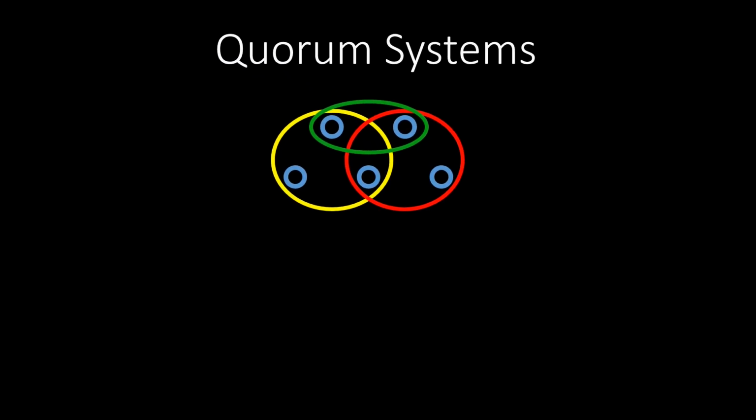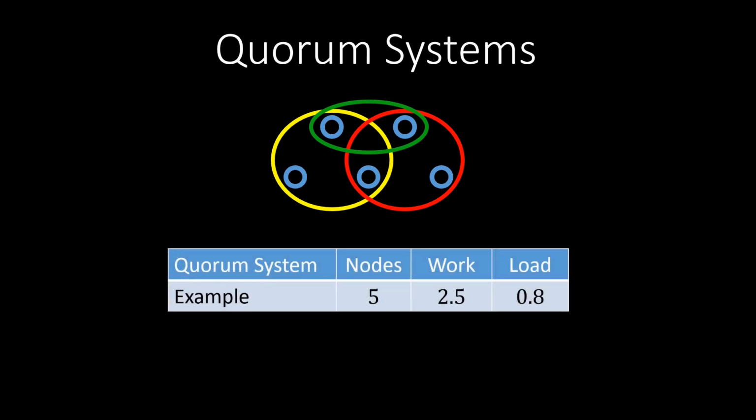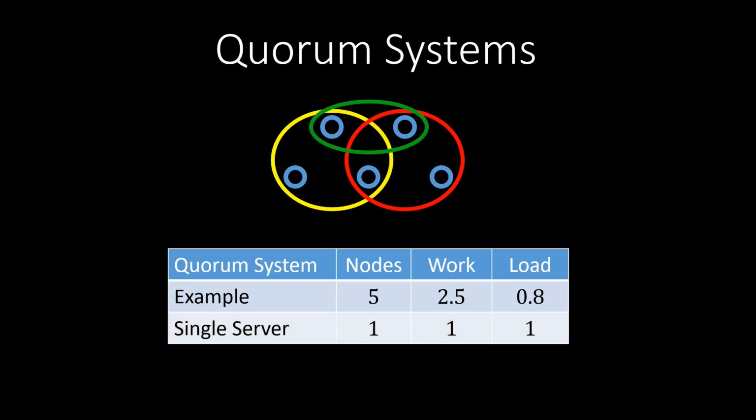Let us summarize this video. We learned that quorum systems are made of n nodes, and a set of quorums such that any two quorums overlap. Our example quorum system had 5 nodes, and on average we had to access 2.5 nodes, while the most accessed node was accessed 80% of the time. On the other hand, if we just have a single server, we have a system with just one node and also work and load of 1.